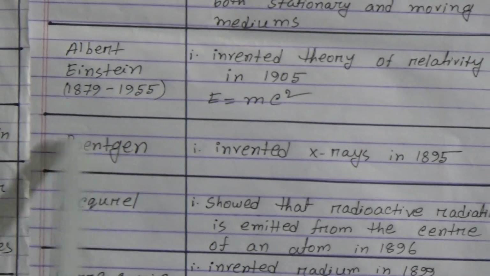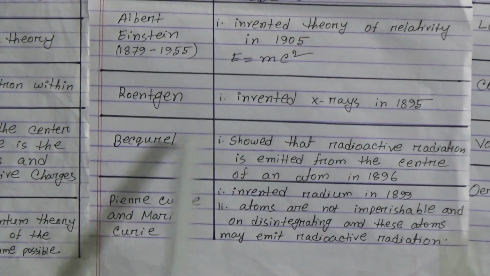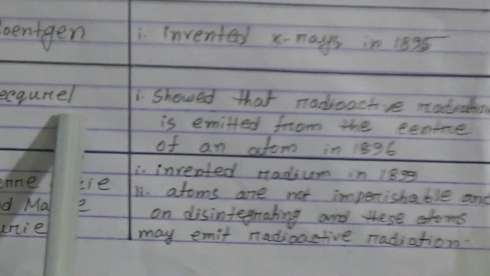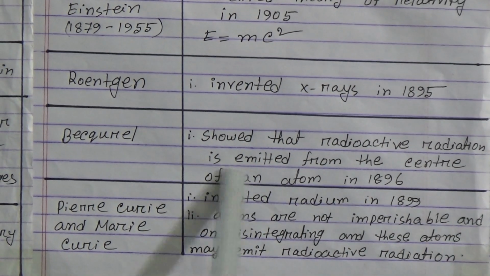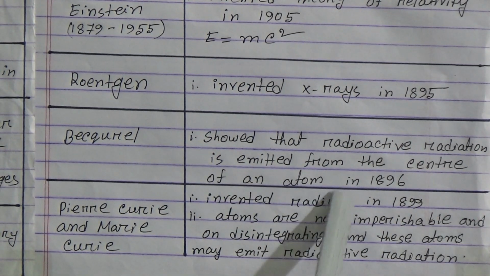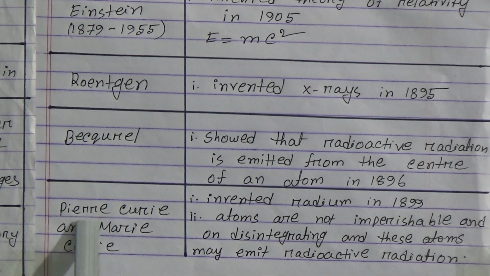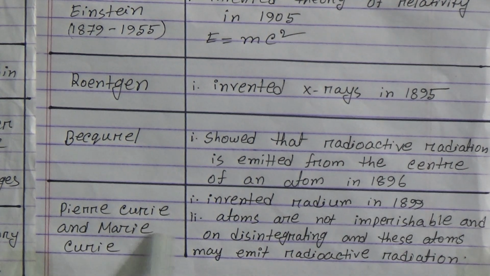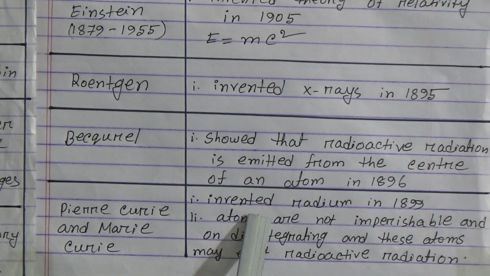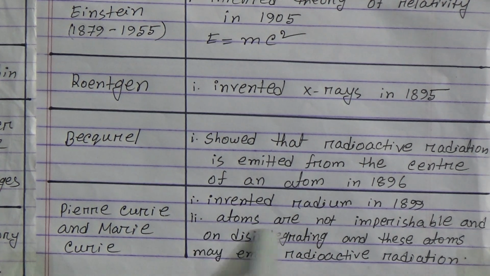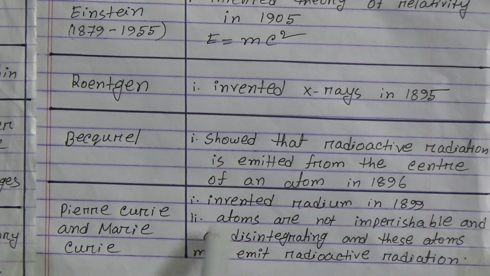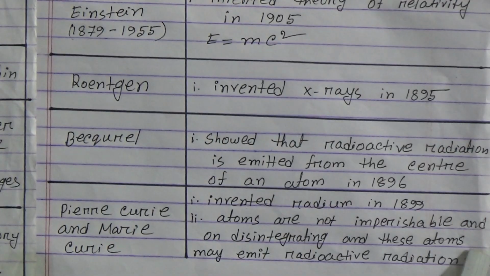The scientist's name is Röntgen. Invented X-rays in 1895. The scientist's name is Becquerel. His invention is he showed that radioactive radiation is emitted from the center of an atom in 1896. The scientists' names are Pierre Curie and Marie Curie. Their invention is radium in 1899. Number 2, atoms are not indivisible, and on disintegrating, these atoms may emit radioactive radiation.